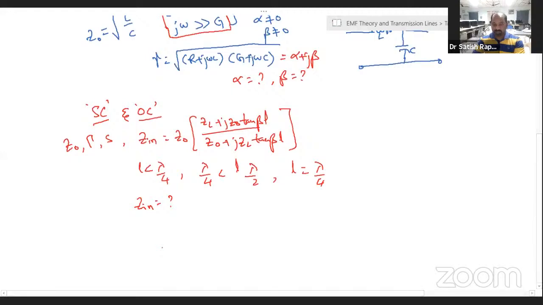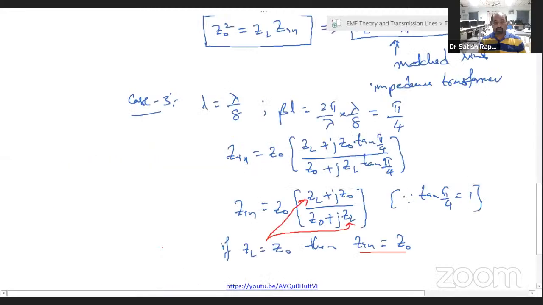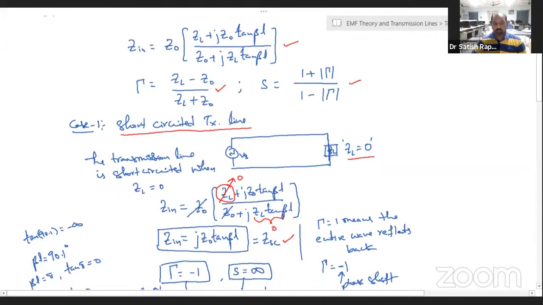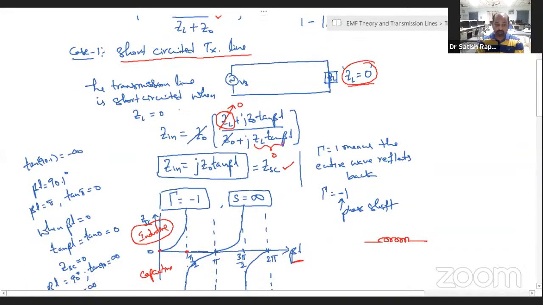So let me take you there. Yes, this is the topic which I have discussed earlier: open circuited and short circuited transmission lines. A short circuited transmission line is the case when ZL is 0. For that we have determined the expression for input impedance, so this is the expression for the input impedance of a short circuited transmission line.